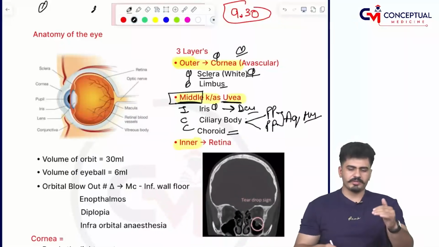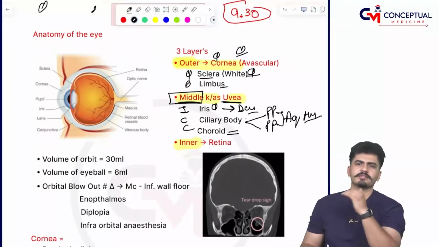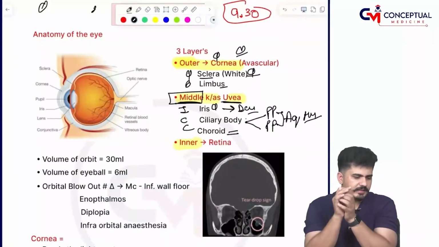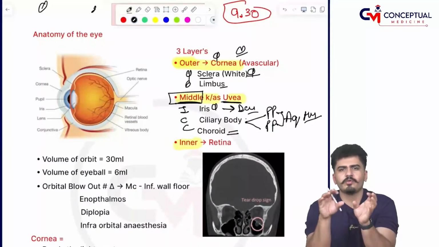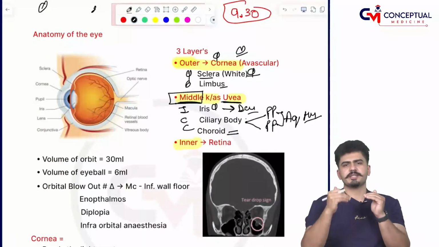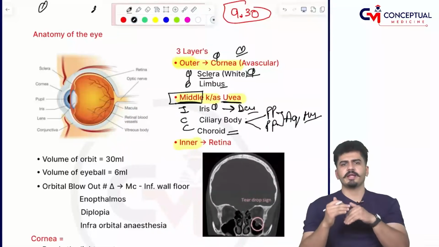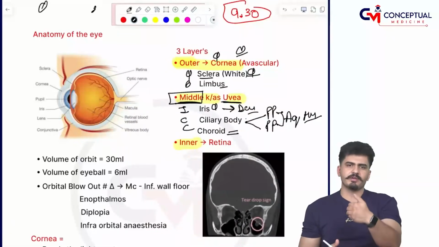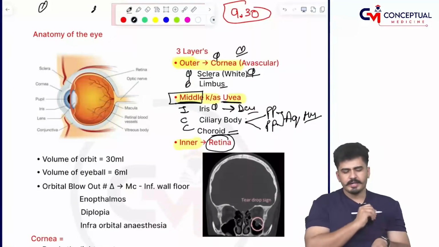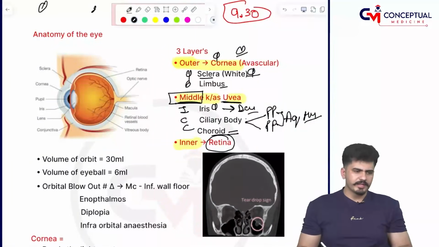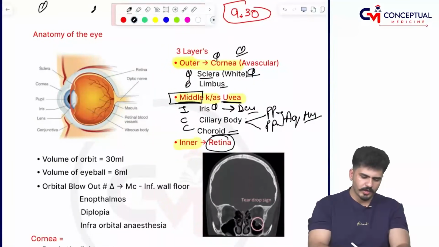Now let's talk about the three layers. We have talked about the outermost layer having cornea, then sclera, then limbus, then the middle having uvea. Uvea is having three structures: ICC, that is iris, ciliary body, and choroid. And other than that, we are having the inner structure where we are having the main retina, my dear friends. The basic one-liners we have to remember, we have to focus on.